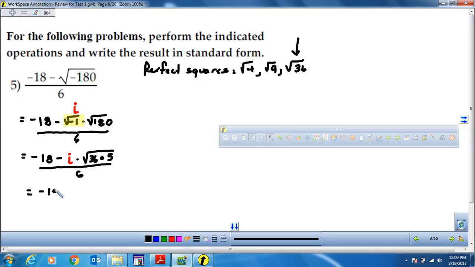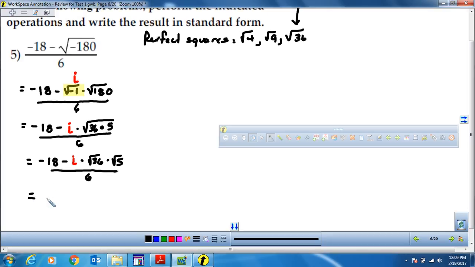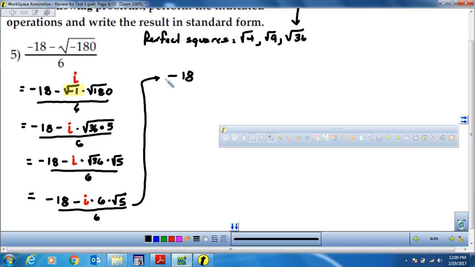Now we're going to separate it, right? We're going to factor it. So the property says that the square root of 36 times 5 is going to be the same thing as, according to the product rule, square root of 36 times the square root of 5. Right? And then we simplify this. The square root of 36 is going to be 6, right? So we get I times 6 times the square root of 5 divided by 6. But if I simplify that, I times 6 times the square root of 5 is just the same thing as 6I times the square root of 5 divided by 6.